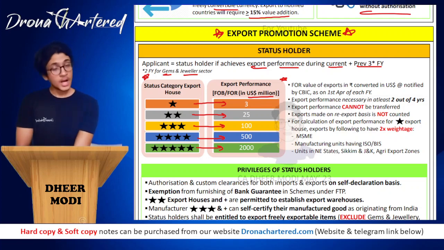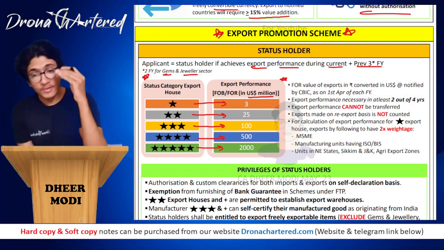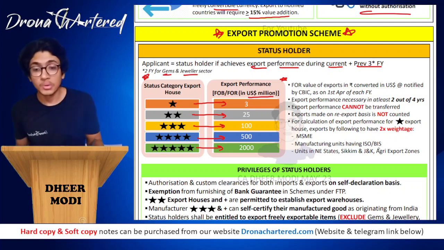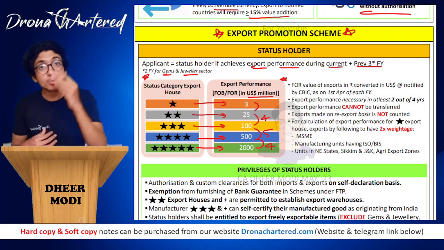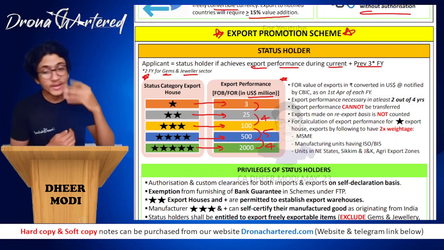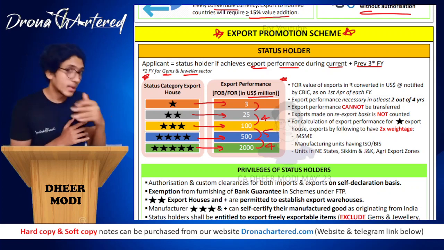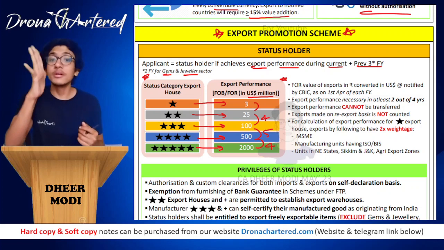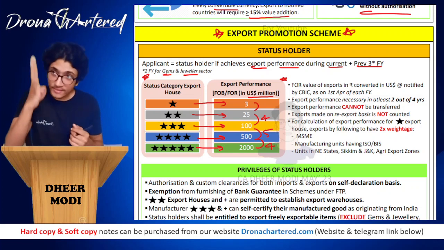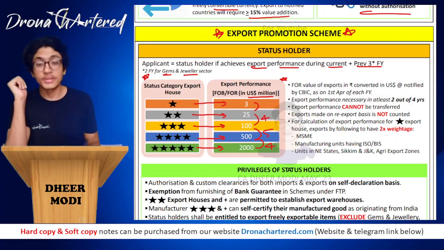How will you remember these limits? 3, 25, 100, 500, 2000. Basically 3 to 25 is okay. Then 25 to 100, it is multiplied by 4. 100 to 500, it is multiplied by 5. And 500 to 2000, it is multiplied by 4. So 3, 25, 100, 500, 2000. These are your limits, 1 star, 2 star, 3 star, 4 star, all the way till 5 stars.